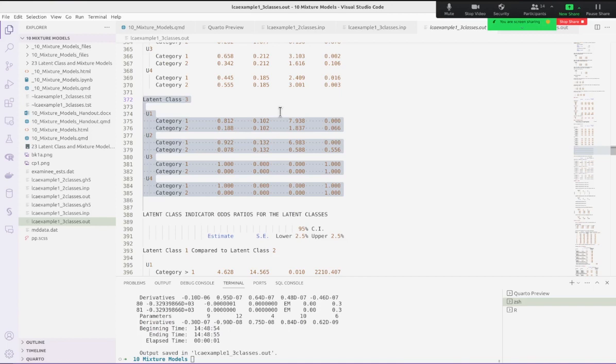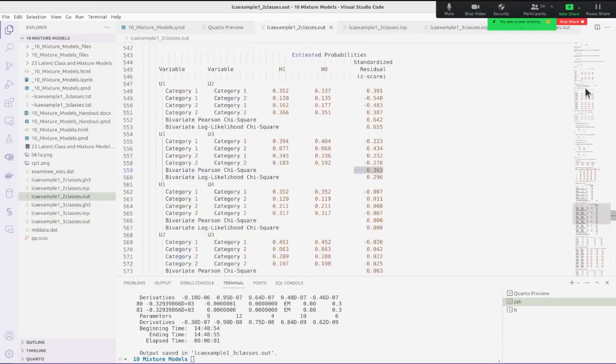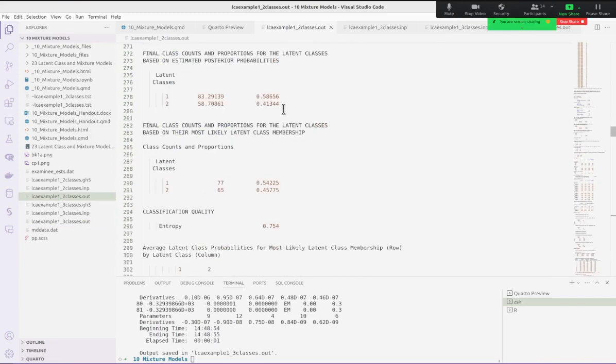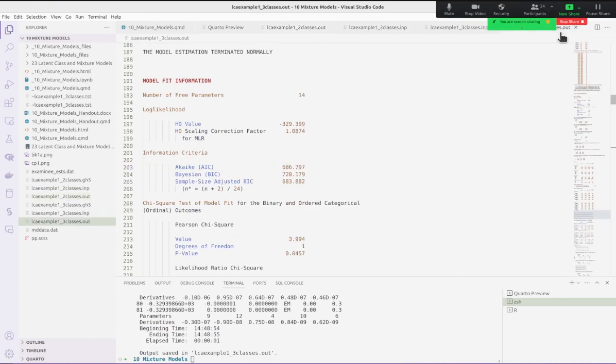Now, should we choose class 2 or class 3? I think we already know the answer based on the absolute fit, but let's look at the relative fit real quick. This is class 3. This is class 2. So AIC and BIC is what I'm looking for here. In class 2, the AIC was 681. In class 3, AIC was 686. So we want the lower number, in this case, class 2. The 2 class wins for AIC.